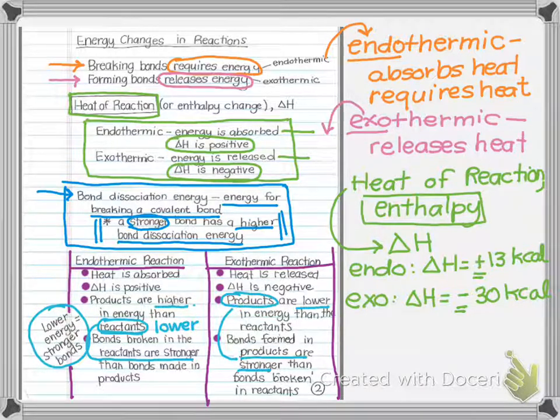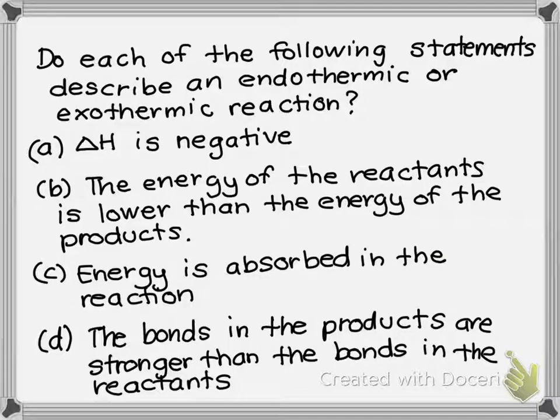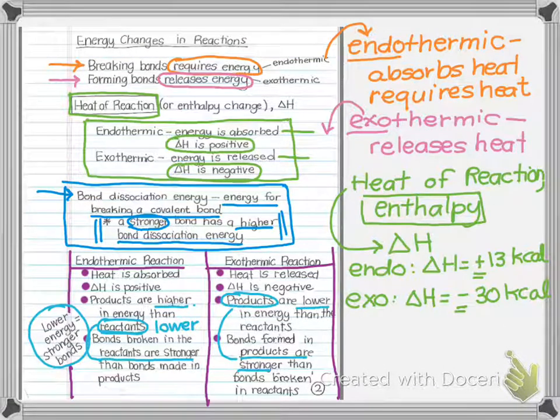So now let's take a look, and we might have to go back and forth between this chart, but let's look at some problems that make us think this through. This first question says, do each of the following statements describe an endothermic or an exothermic reaction? Okay, delta H is negative. So looking here, delta H is negative for an exothermic reaction.